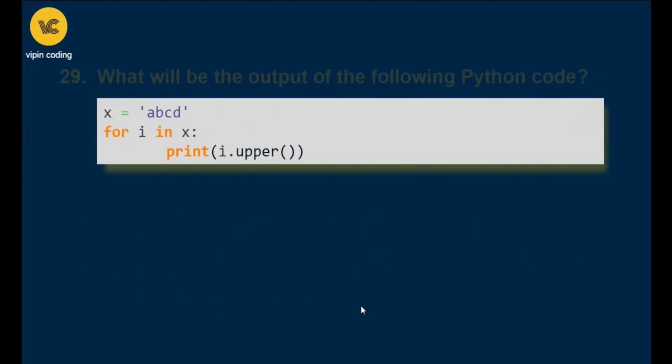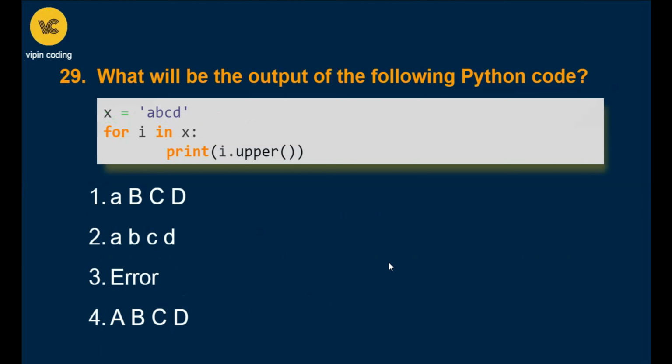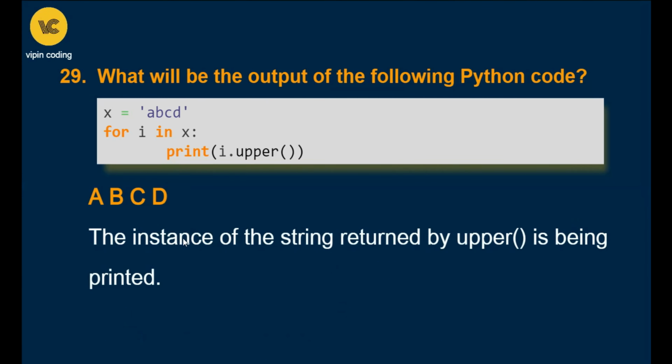Next is, what will be the output of the following Python code? x equals 'abcd'. For i in x, print i.upper(). Now what will be the output? Small a, caps B, C and D. Then all letters are small, a, b, c, d. Then it would be an error. And the fourth one is capitalize A, B, C, D. All letters are capital. Now see, the answer is all letters are capital. The instance of the string returned by upper is being printed.